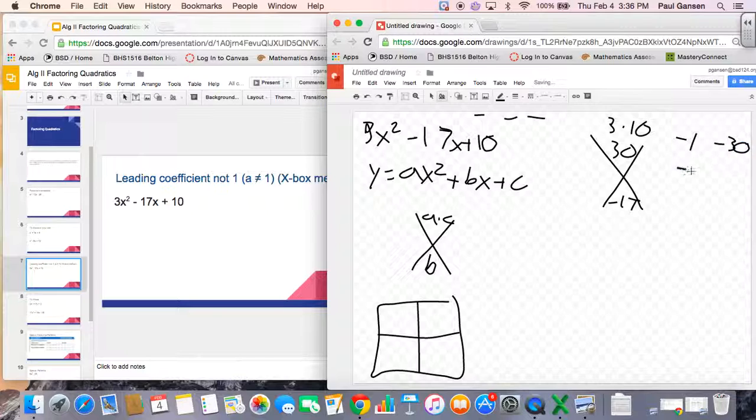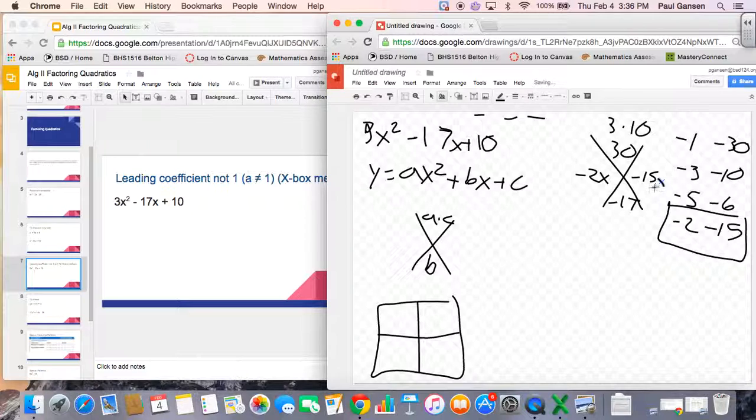We have negative 3 and negative 10. We have negative 5 and negative 6. And I missed one, negative 2 and negative 15. I didn't intentionally put that one last, but as you look, which of these are going to combine together to give us this middle term, this b term of negative 17? It's negative 2 and negative 15. That's the one that we need. So we're going to write this as negative 2x here and negative 15x here.